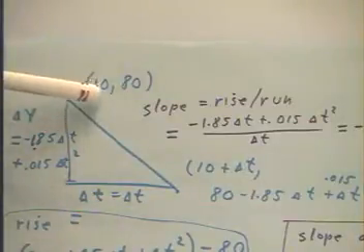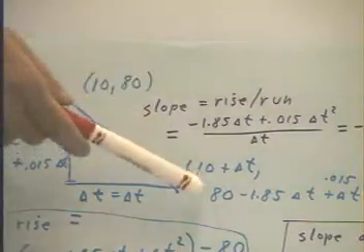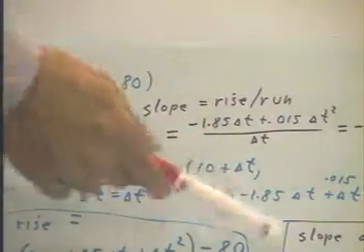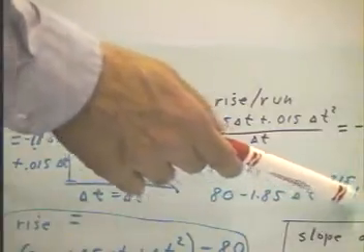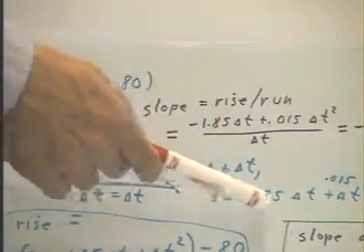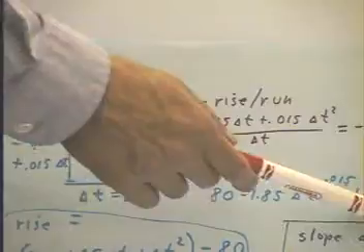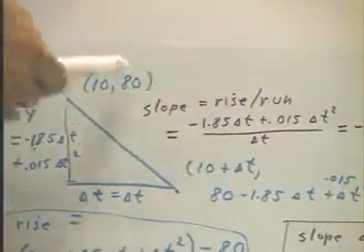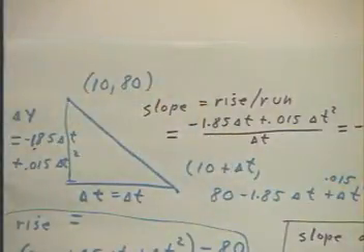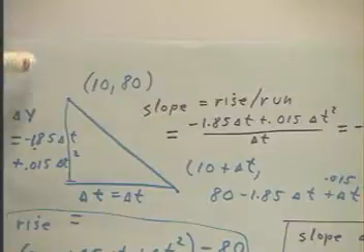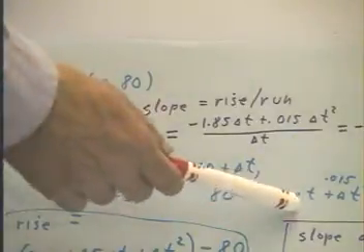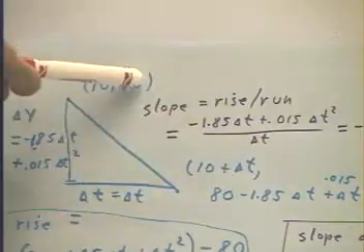Looking again at the situation, we have the point (10, 80), and the point (10 plus delta t, 0.015 delta t squared minus 1.85 delta t plus 80). I've written it backwards from the way I wrote it before. We can see that our delta y is going to be the difference, this minus this.